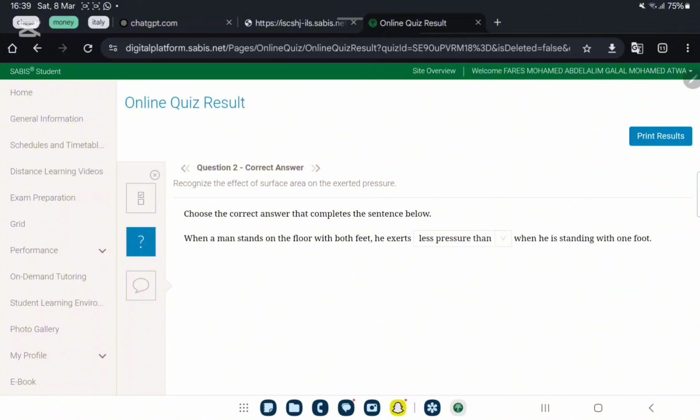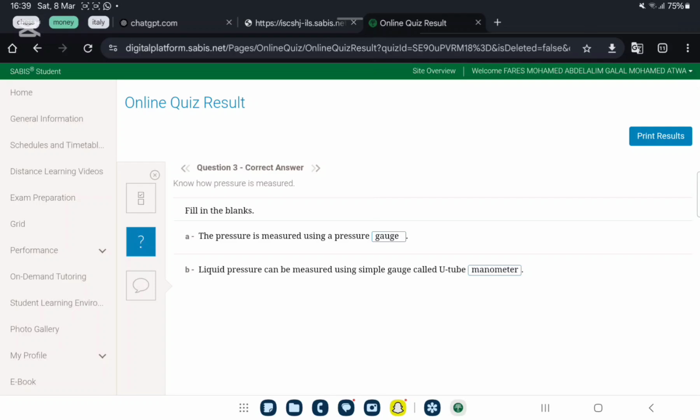When a man stands on the floor with both feet, he exerts blank pressure than when he's standing on 1 foot. When he's standing on both feet, there is more surface area for the weight to be distributed on than when he's standing on one foot, so he exerts less pressure. This one you have to memorize. Pressure is measured using a pressure gauge, and liquid pressure is measured with a U-tube manometer.